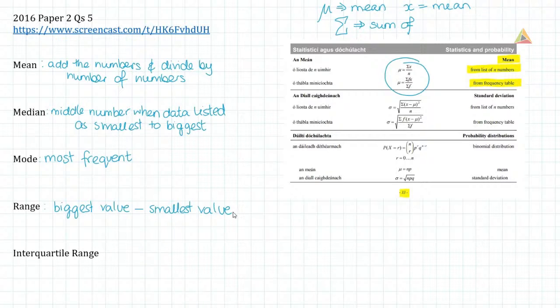So it's whatever your biggest number is minus your smallest number, and when we have them in order, that's the easiest way to pick out what the biggest and the smallest is.